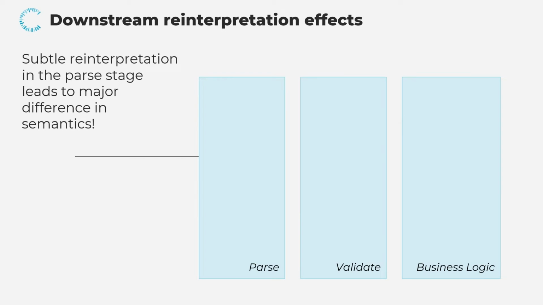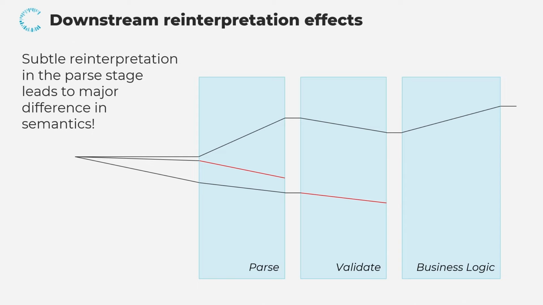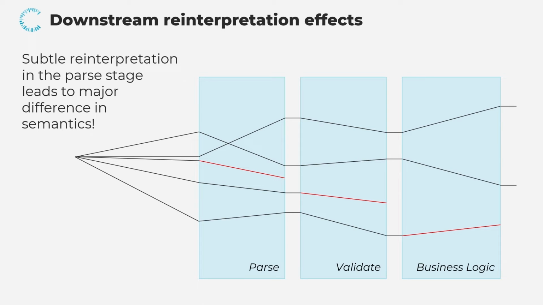If I have an input which basically starts out here, goes to the parse stage, and then now it looks like this kind of input to the validation stage, and then we end up with some result after the business logic. A minor perturbation in the input can lead to rejection in the parsing stage. It can lead to rejection in the validation stage. It can lead to rejection in the business logic stage. Or it can lead to an entirely different behavior despite a minor perturbation of the original input.